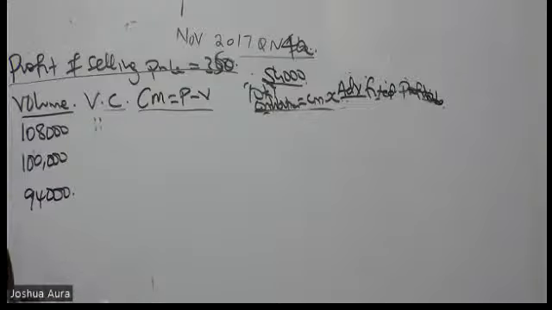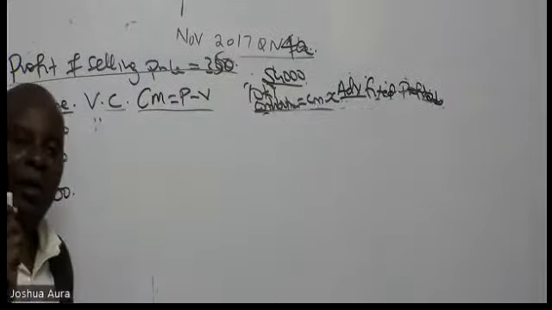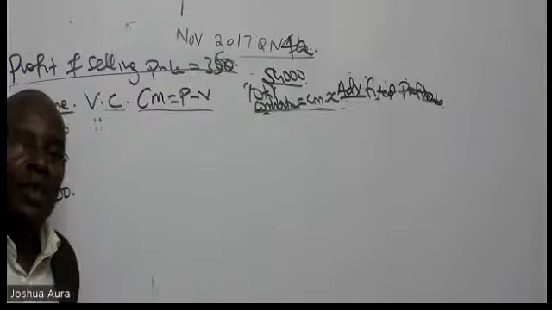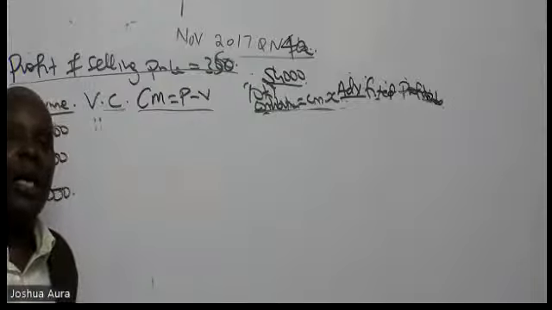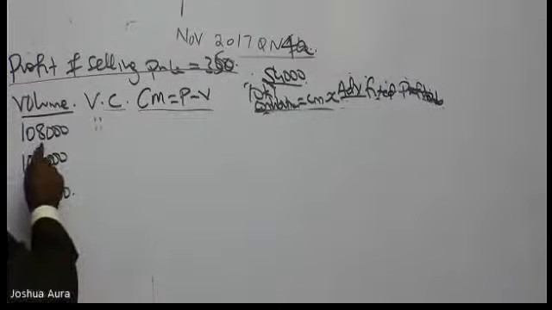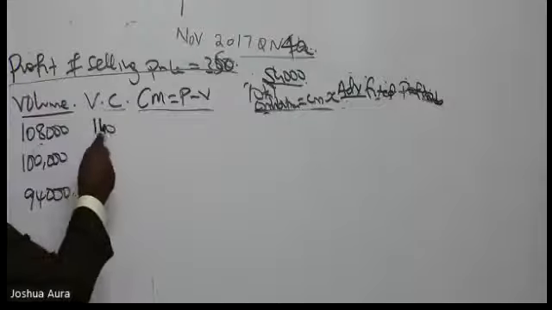Now, remember the concept of variable cost. At 100,000 units and below, we shall incur a variable cost of 120. Anything that we produce above 100,000 units, then variable cost goes down to 110. So like now here we produced more than 100,000 because 108 is more than 100,000. So this must have been 110.